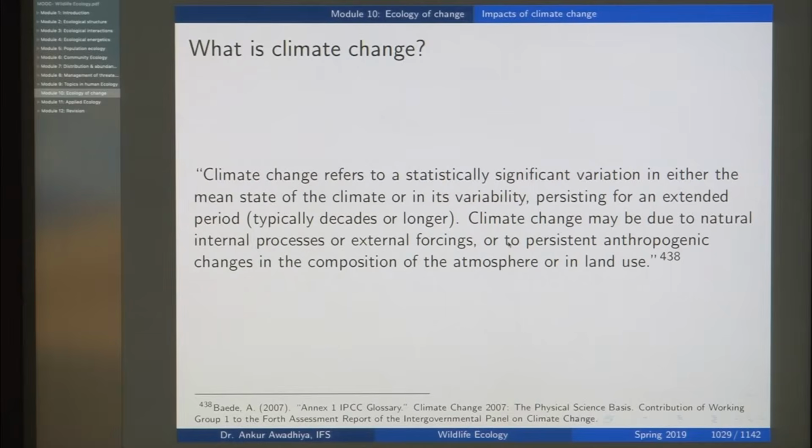And climate change is defined as a statistically significant variation in either the mean state of the climate or in its variability. So, when you say mean state, if it is getting warmer, we say that it is a climate change, and in variability, if we say that we are getting more frequent cyclones or more frequent extreme events, more frequent droughts, then we say that it is climate change. And it should persist for an extended period, typically decades or longer. Climate change may be due to natural internal processes or because of external forcings, or to presence of anthropogenic changes in the composition of the atmosphere or in land use.